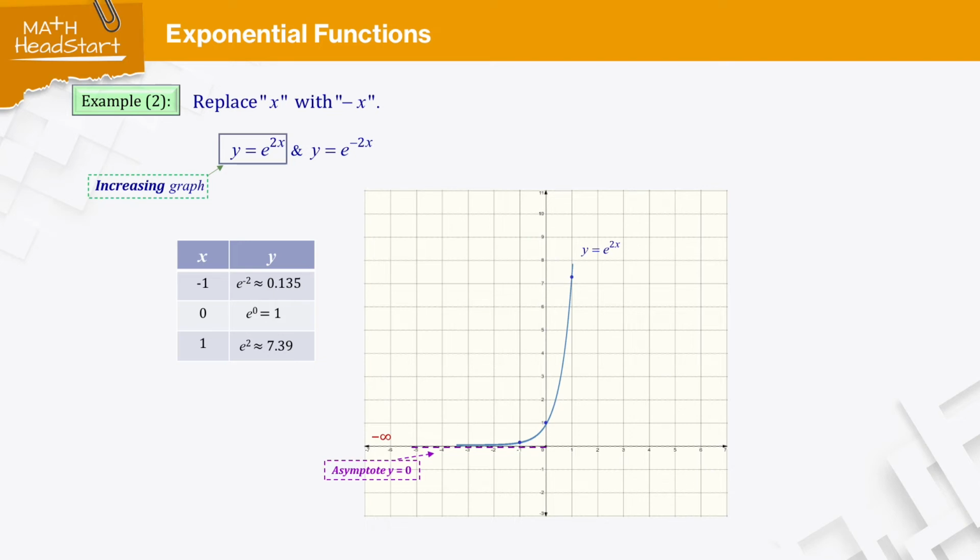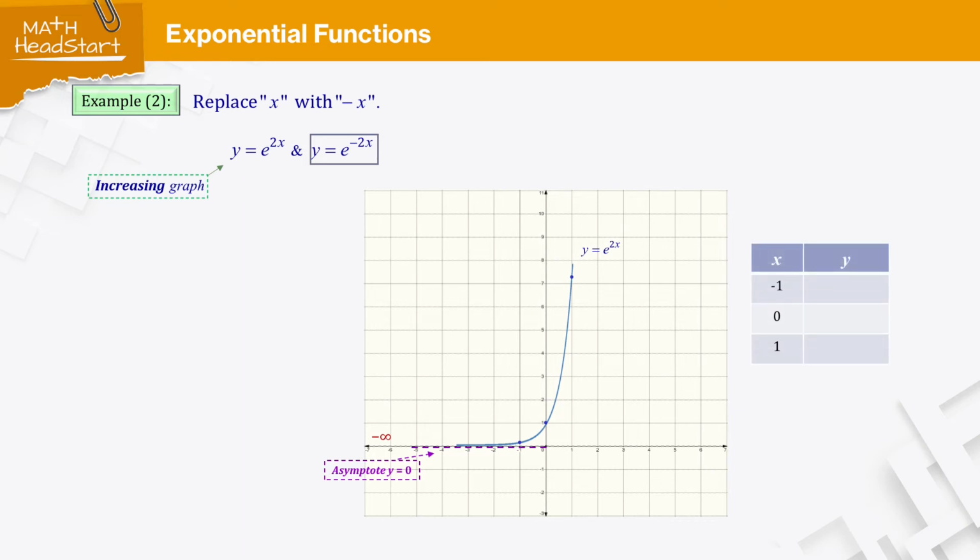For the second function, we replace 2x with negative 2x. Again, take a few points to find each y value. If x is negative 1, then y is approximately 7.39. At x equals 0, it is the y-intercept. And if x equals 1, then y is about 0.135. The asymptote is y equals 0 as well. The curve approaches the x-axis as it moves toward positive infinity. Using all guidelines, we can draw y equals e to the negative 2x as shown.